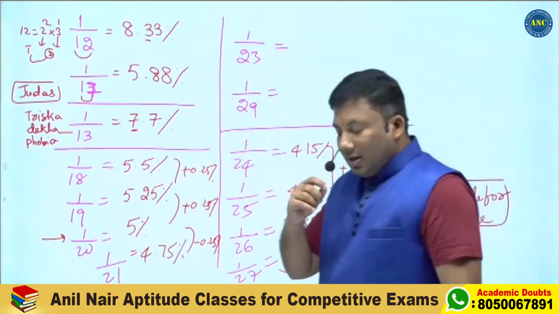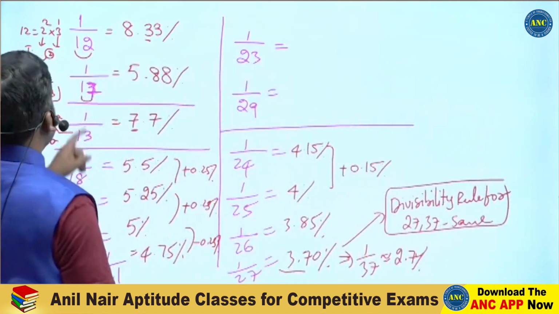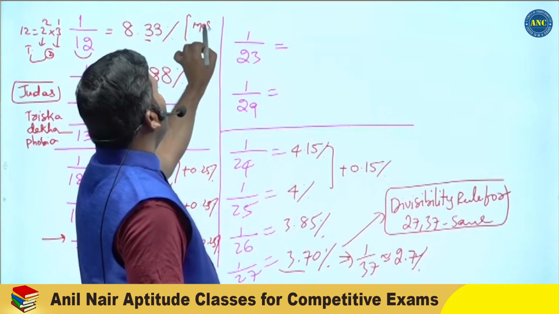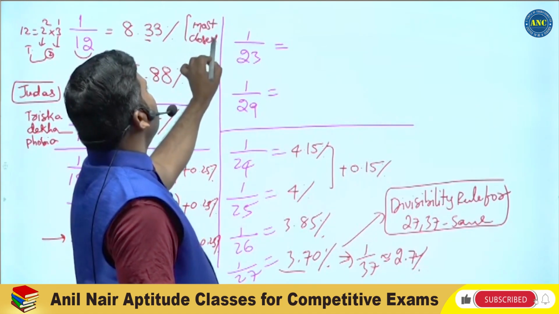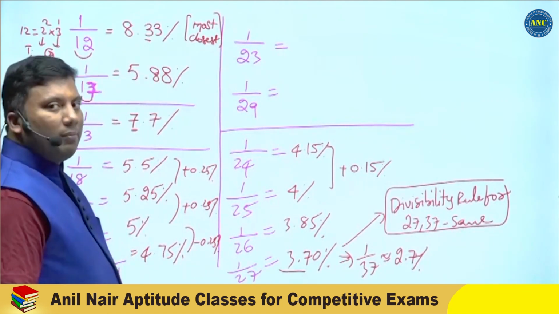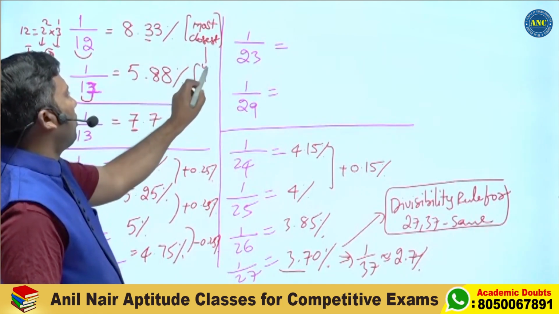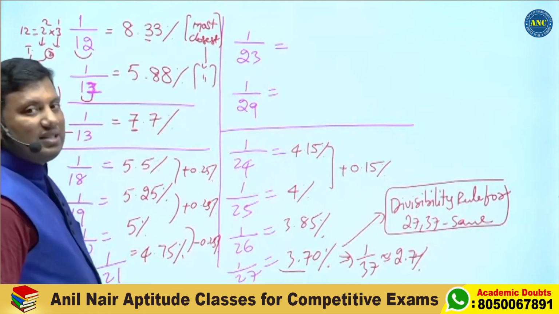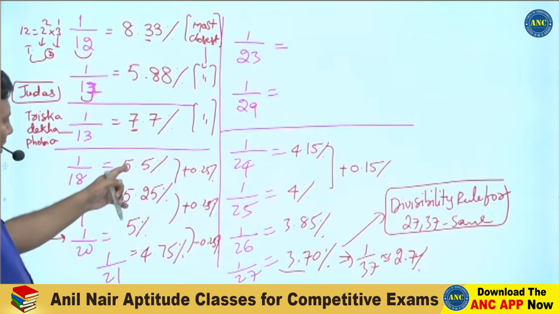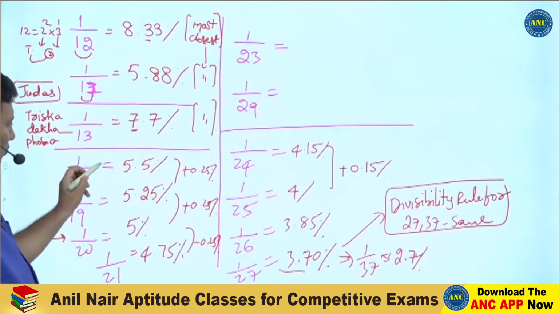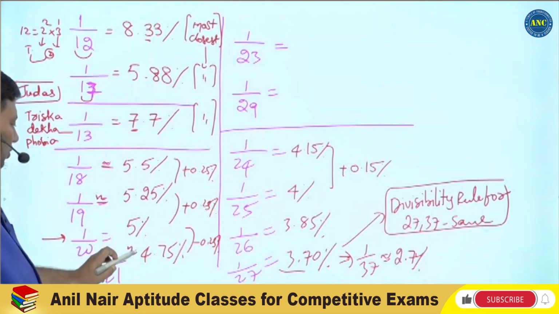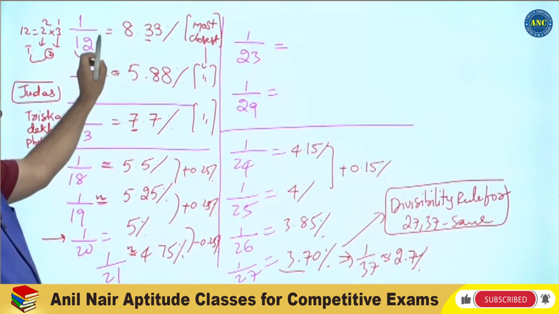Now see here, a very important key point. 12 contains 2 and 3. It is the closest answer. Digital sum will not be valid if you multiply. 17 is a prime number other than 2 and 5. This is also closest. 13 is a prime number other than 2 and 5. This is also closest. 18 is 2 and 9, closest. 19 is closest. 20 is equivalent to 2 and 5. 21 is closest.